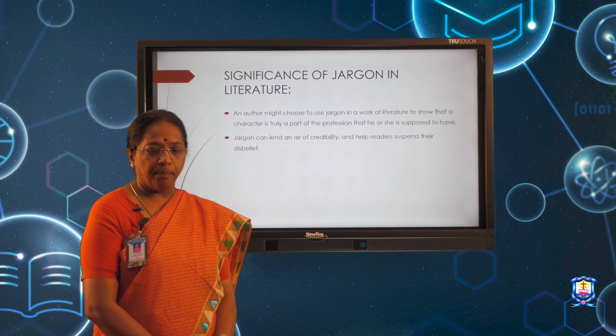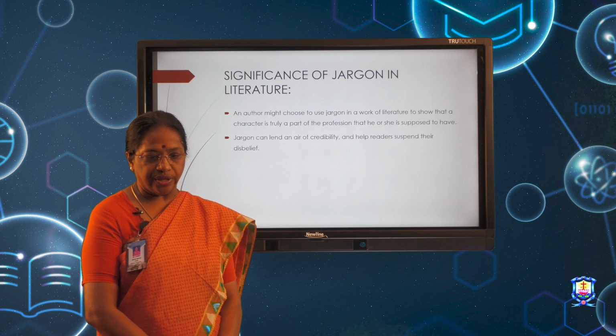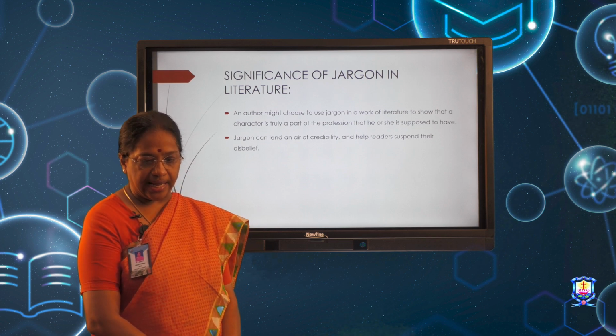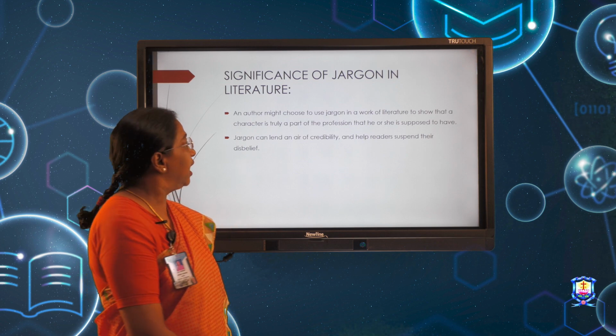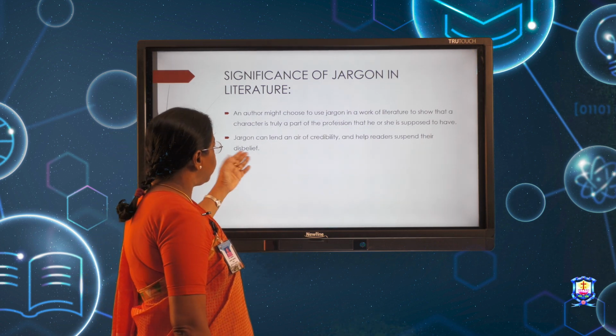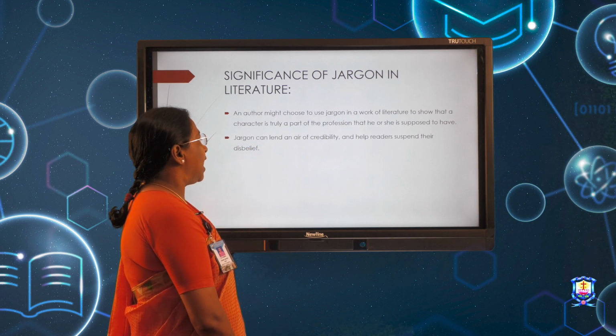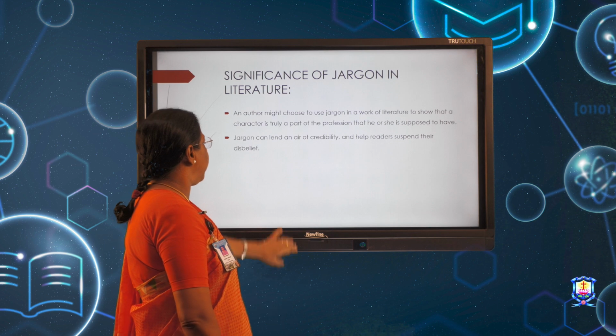The significance of jargon in literature: an author might use jargon in a work of literature to show that a character is truly a part of the profession that he or she is supposed to have. Next, jargon can lend an air of credibility and help readers suspend their disbelief.